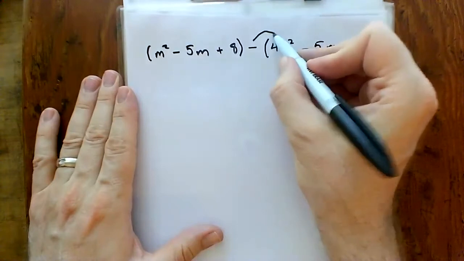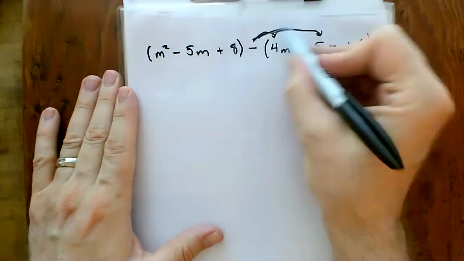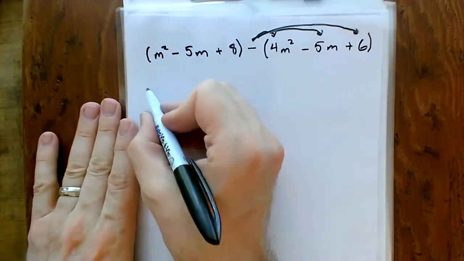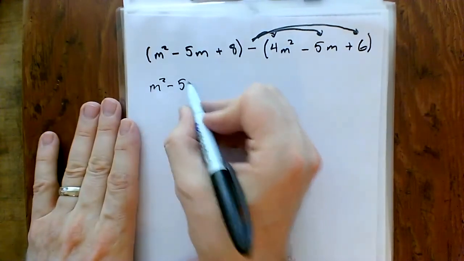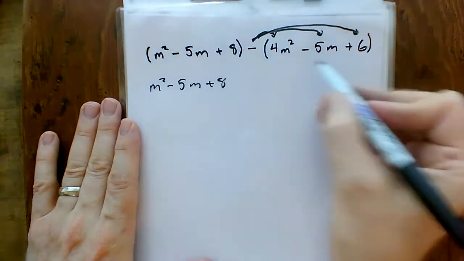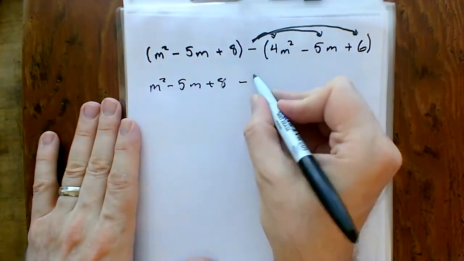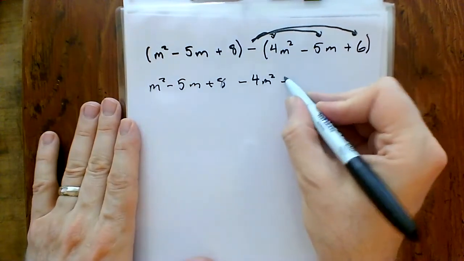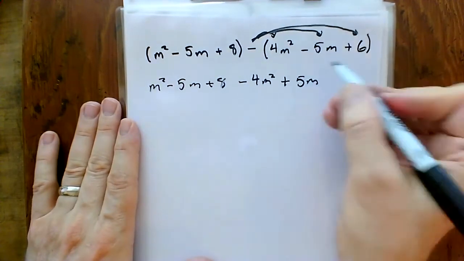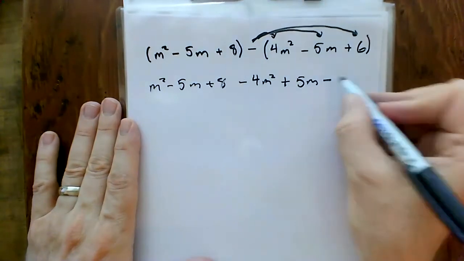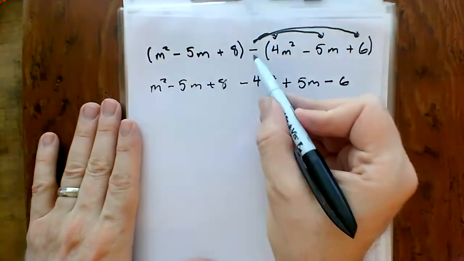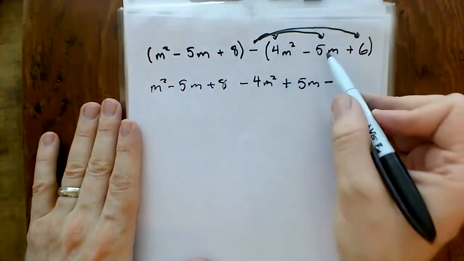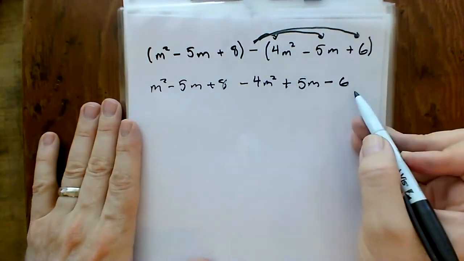So I am going to change all three of these signs. So these don't change. I'll just have that m squared minus 5m plus 8. But this is going to be minus 4m squared. Minus a minus is plus 5m. And minus a plus is minus 6. So notice that when I'm subtracting this, all three of these signs changed. It was positive, negative, positive. Now it's negative, positive, negative.